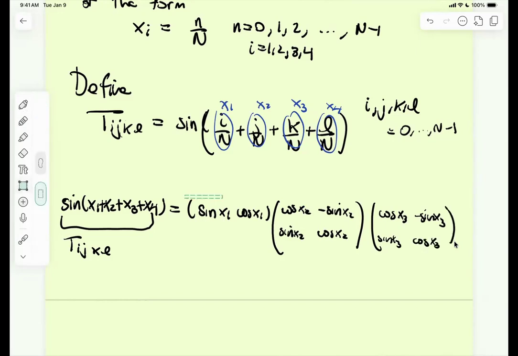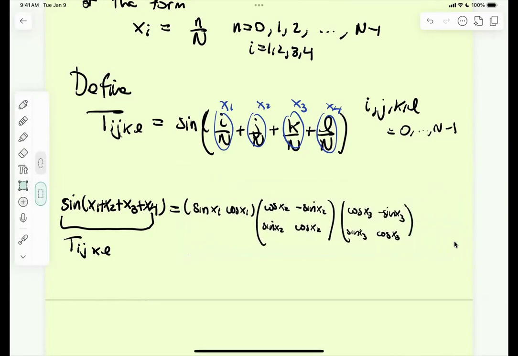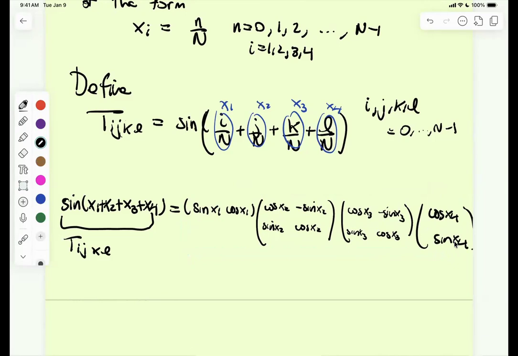Okay, I'll need to shrink this because otherwise it won't fit here. And times cosine of x4, sine of x4. Oh, isn't that cute? Well, these are rotation matrices, right? Because if you write Euler's formula, e to the i theta is cosine of theta plus i sine of theta. You represent that as a two-by-two matrix system.